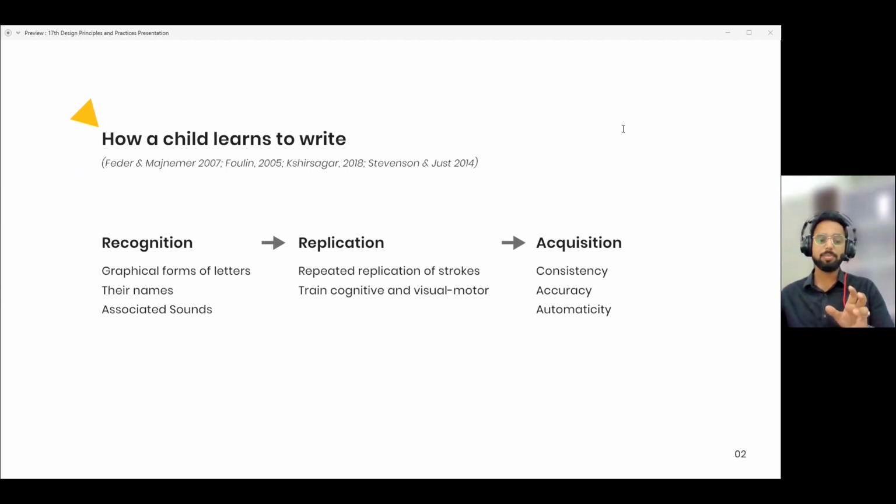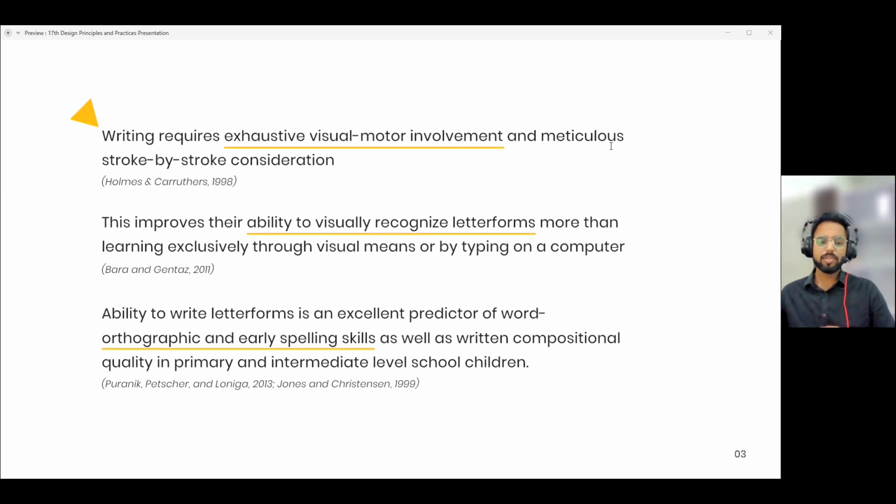Hence, for the acquisition, not only repeated practice of the drawing of strokes is required, but an initial understanding of the shape of the letter form plays a major part. So, several studies have found that these repeated replication of each and every stroke of a letter form meticulously takes an exhaustive visual motor movement, and that helps in improving a child's visual understanding of the letter form more than just visual means of teaching or through keyboarding. So this understanding also helps in enhancing a child's compositional writing skills as well as spelling and word orthographic skills. Therefore, it is imperative to study children's learning of writing with various scripts.